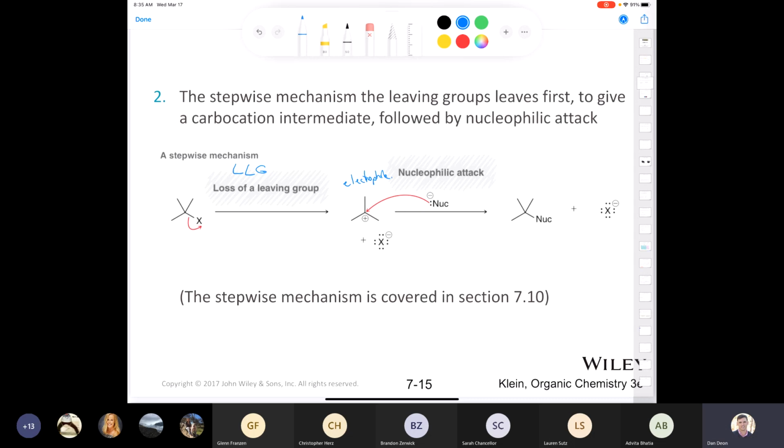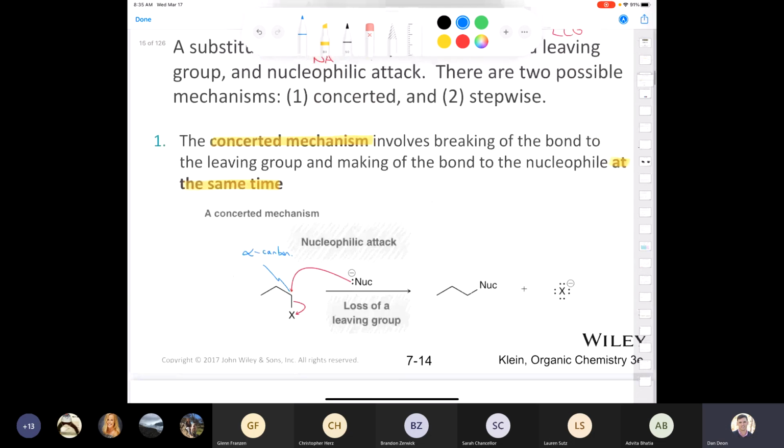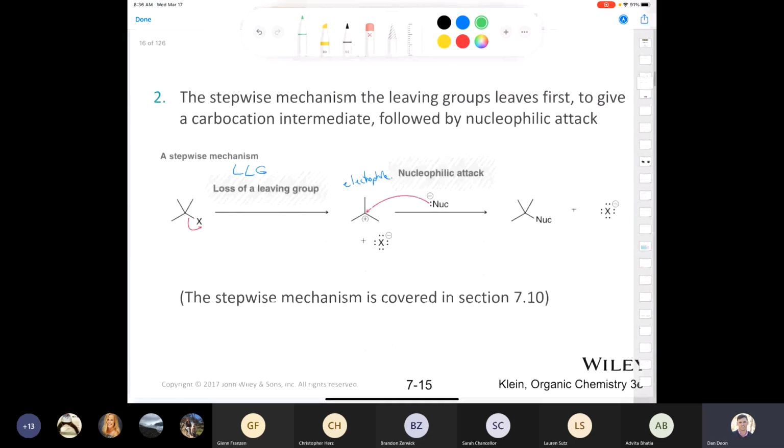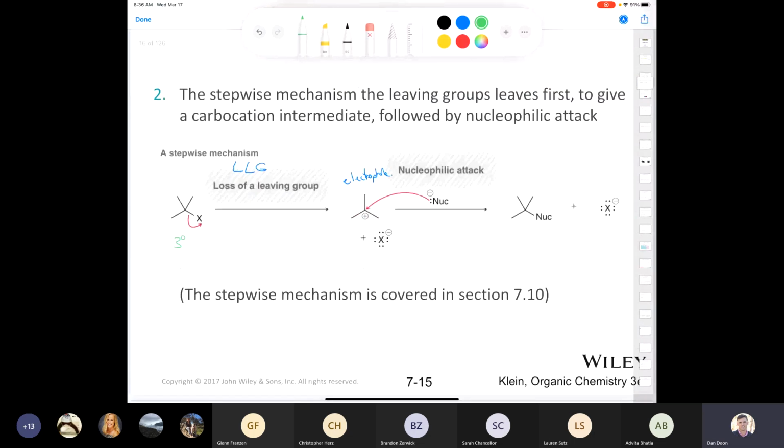And so the nucleophile is just going to attack that. But notice the difference. There's a big difference. And hopefully you're noticing that here they're showing a primary alkyl halide undergoing the concerted mechanism. And here they're showing a tertiary alkyl halide undergoing the stepwise mechanism. All right. Now this introduces us to the concept of SN2 and SN1 mechanisms.